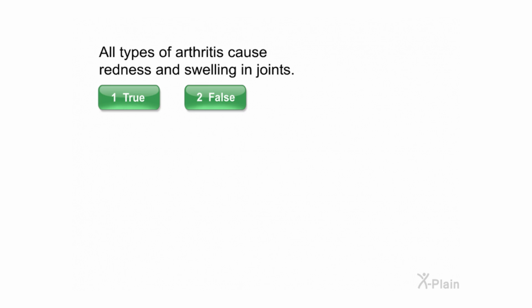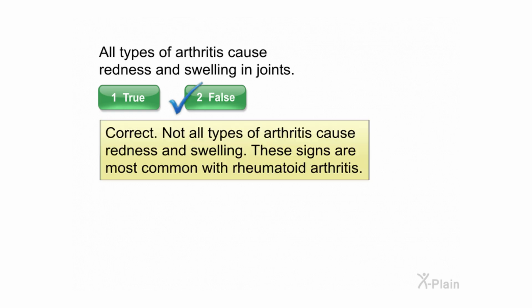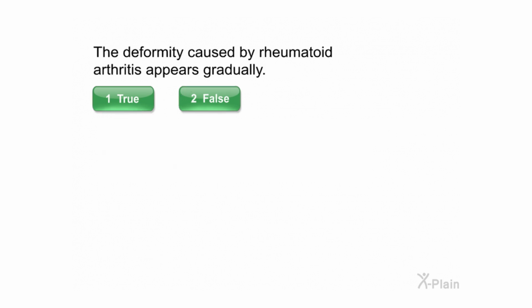Select true or false. Correct. Not all types of arthritis cause redness and swelling. These signs are most common with rheumatoid arthritis. The deformity caused by rheumatoid arthritis appears gradually.